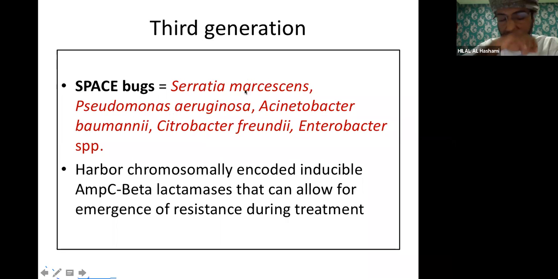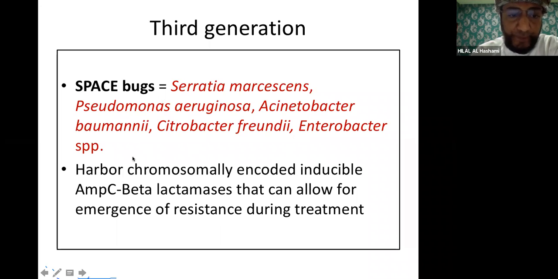Now for the third generation cephalosporins, there is a group of organisms, and these are the SPACE bugs or SPICE organisms. So SPACE is S for Serratia, Aeromonas, Pseudomonas, Acinetobacter, Citrobacter, and Enterobacter. When we have these organisms in the blood culture, we shouldn't use the third generation cephalosporins.